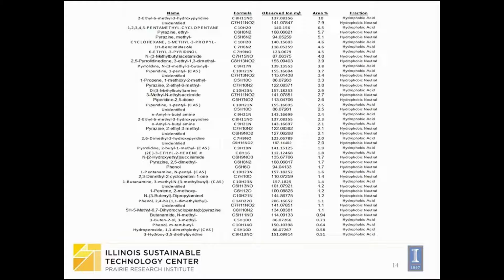The hydrophobic neutral and the hydrophobic acid fractions were much less complex than the base fraction. However, here as well, they're dominated by nitrogen-containing compounds.